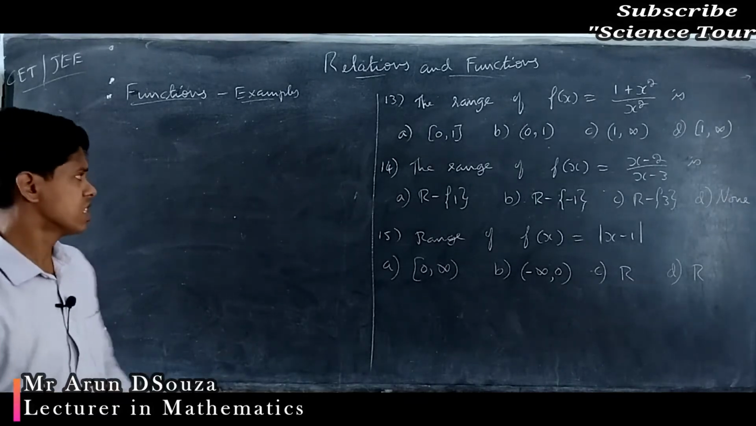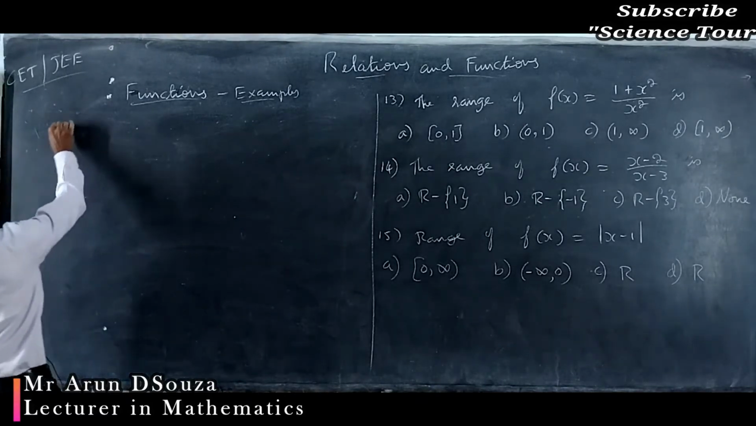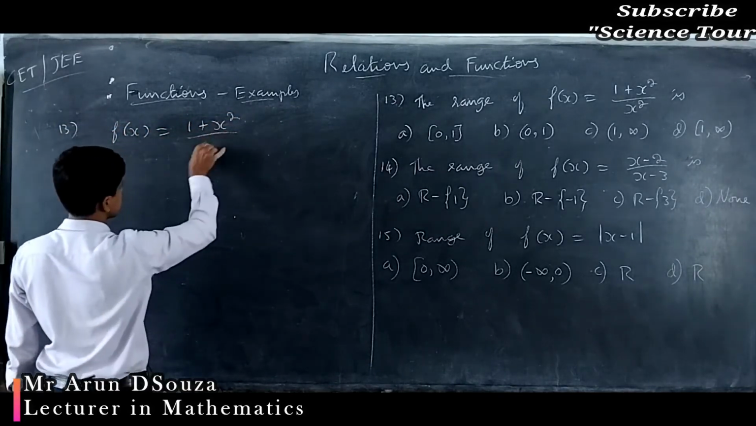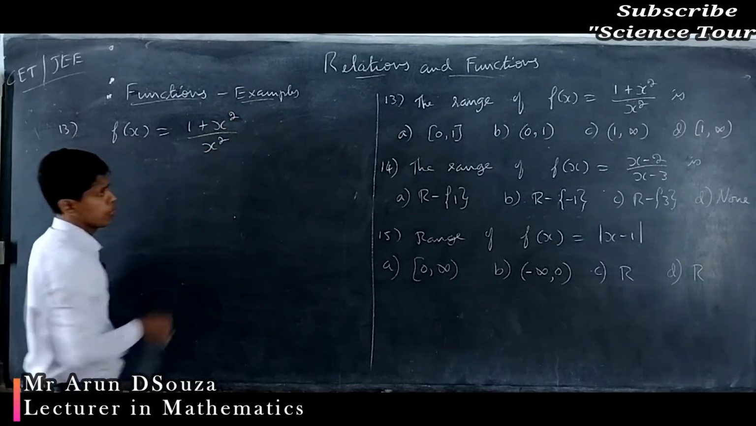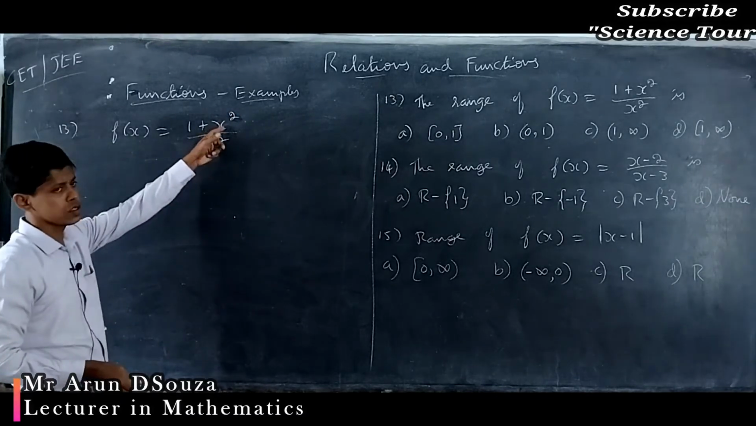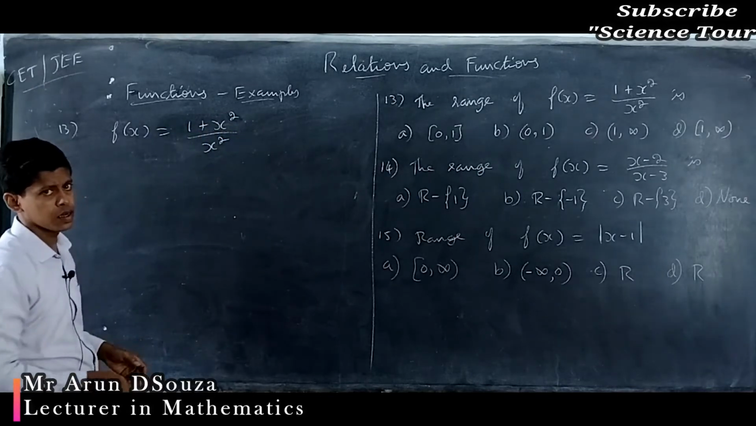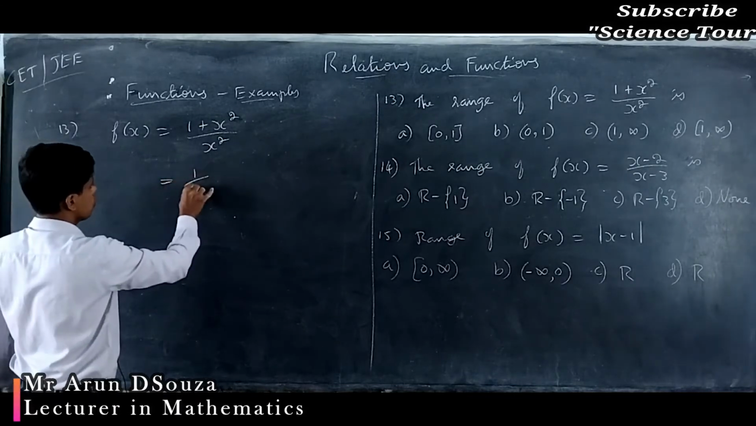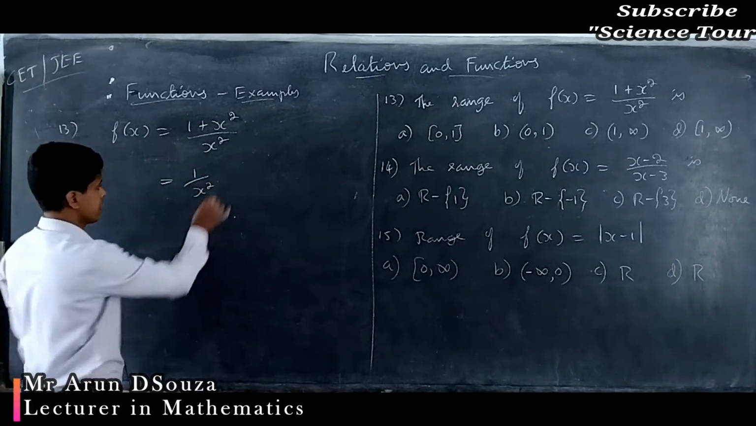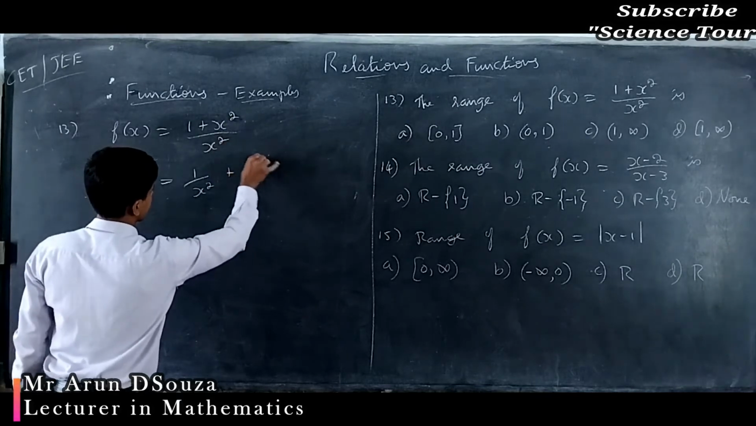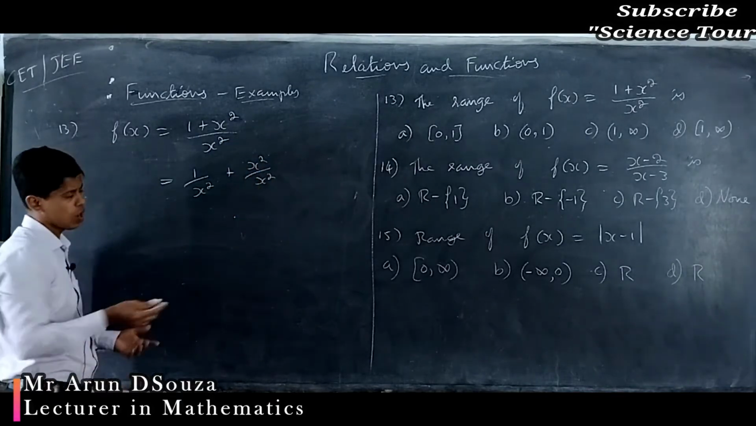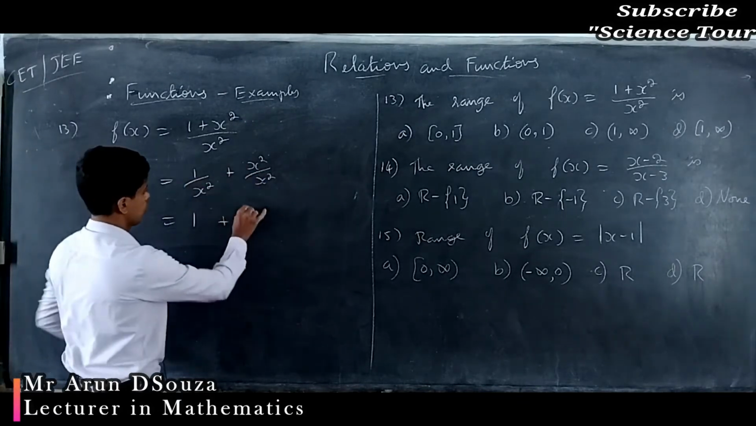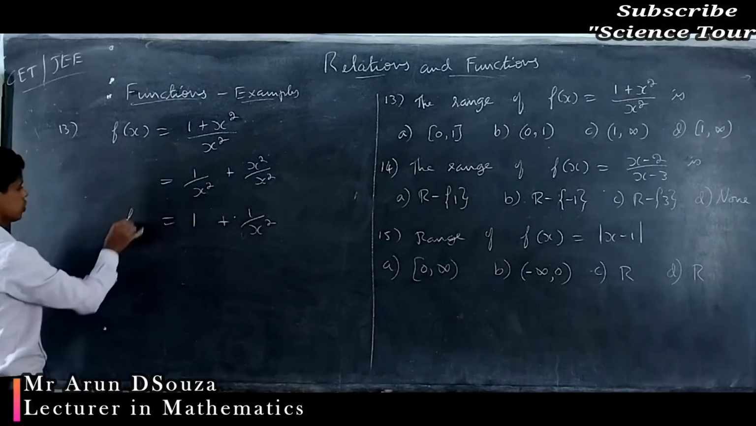The 13th question is finding the range of (1 plus x square) divided by x square. Now what are you going to do here? You see x square, so split the numerator. If you split the numerator, you get 1 by x square, and x square by x square, which is 1. So this can be written as 1 plus 1 by x square, and this is your f of x.